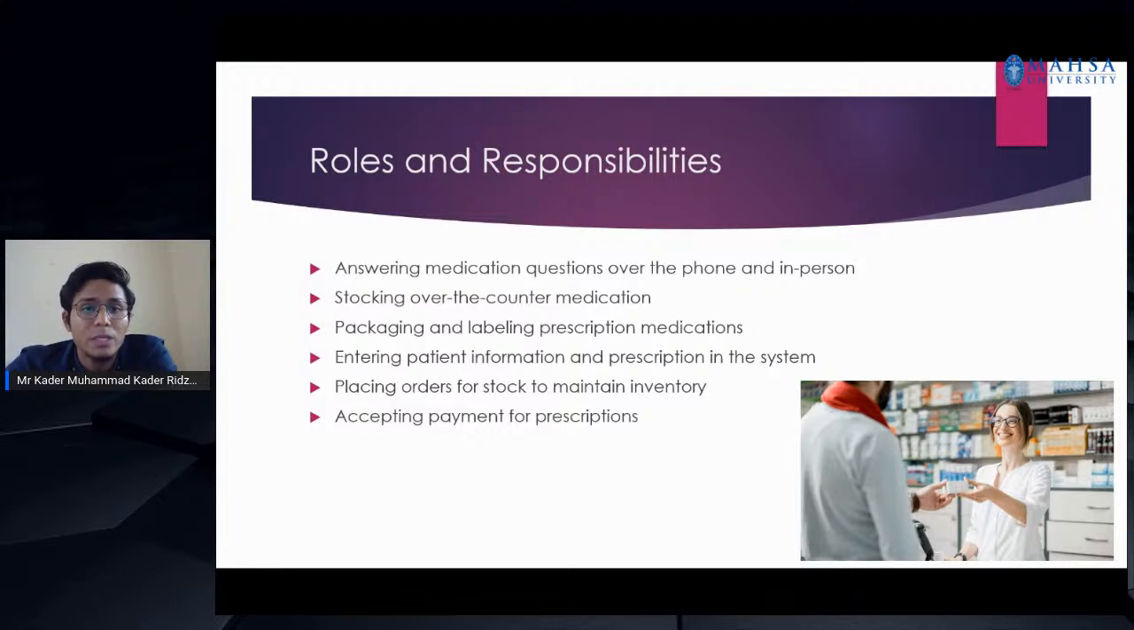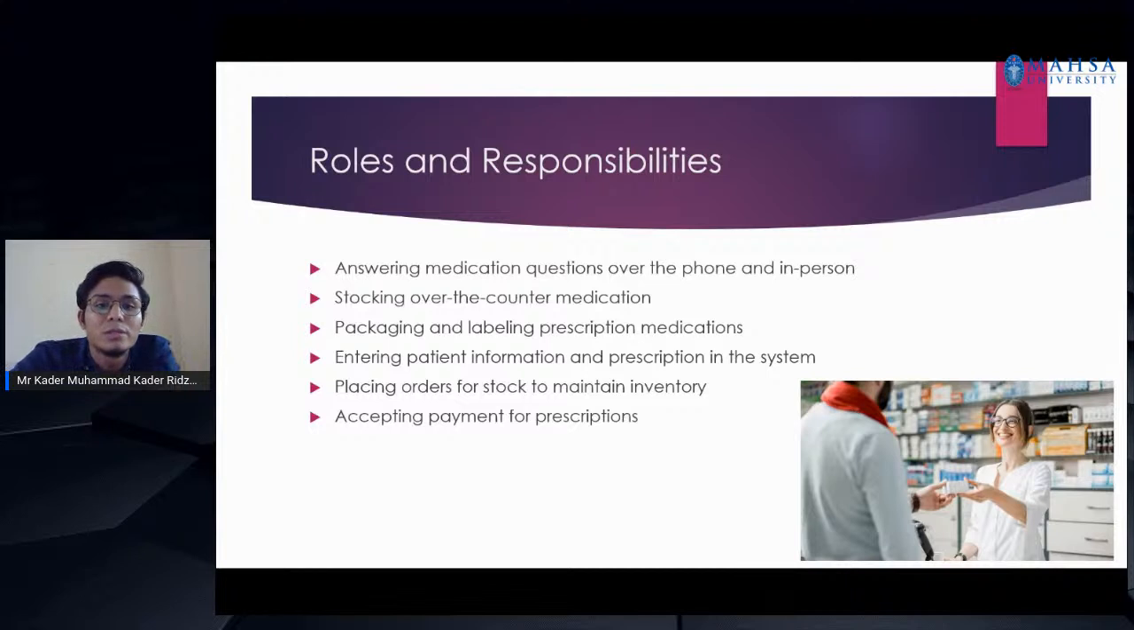The third one is packaging and labeling prescription medication. There are cases where people will bring you a prescription. Maybe there is a clinic next to your place, and the doctor says, please take the prescription next door to your pharmacy. So you are going to prepare the medication, like if you were working in the hospital. It's the same thing.